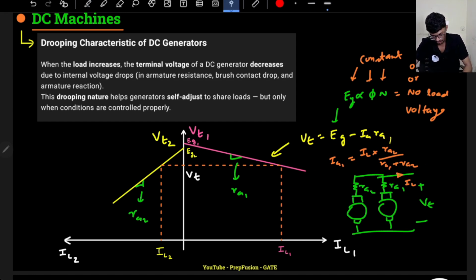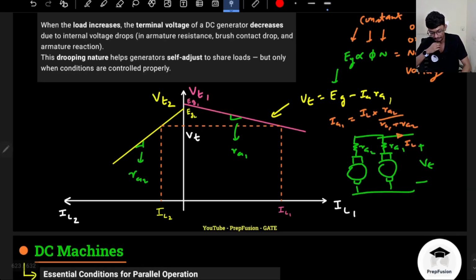So they will share loads differently. There is a problem regarding this. Load sharing is different. This is one of the problems. They will share loads according to their resistance values. Got it? Okay.